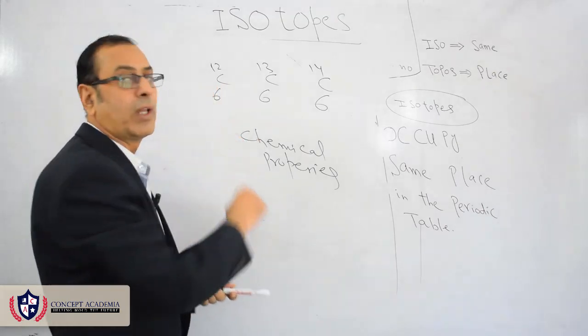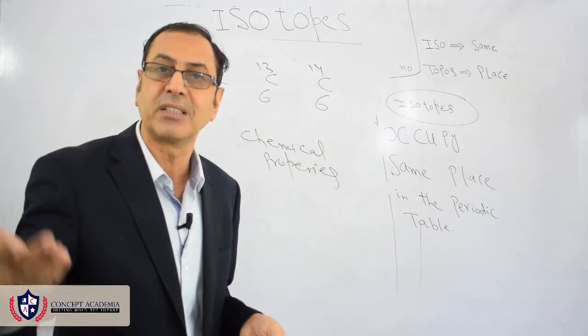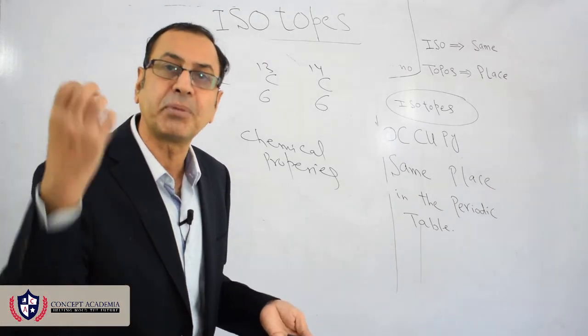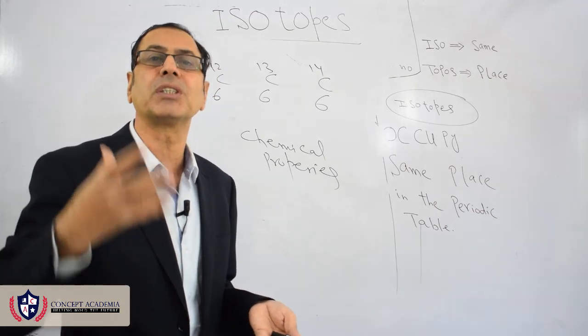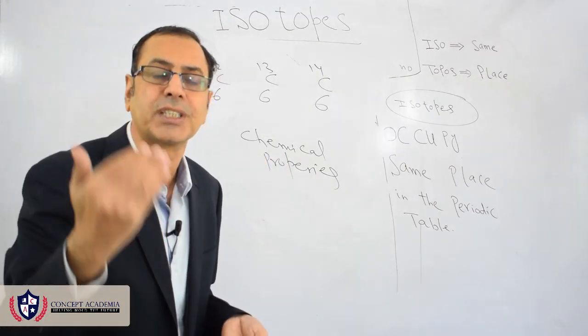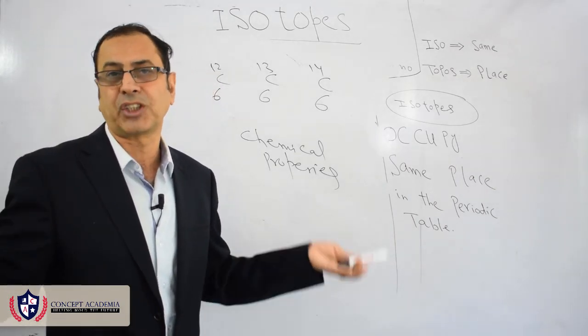This carbon will combust. Similarly, all carbons will combust in the same way, in the same fashion. So their chemical properties and chemical reactions will be the same, because chemical properties and chemical reactions depend upon proton number.